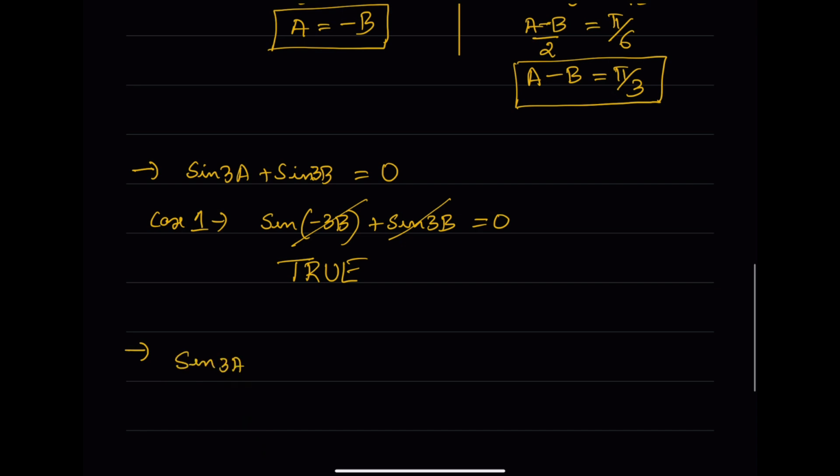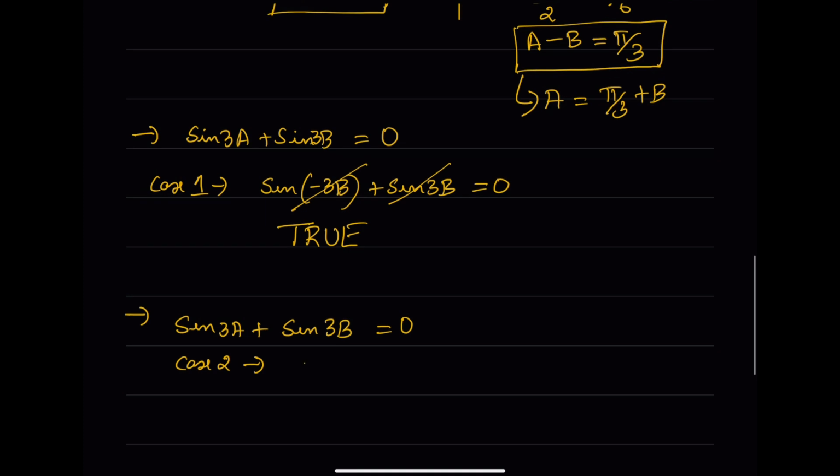So we have sin 3A plus sin 3B is equal to 0. What is case number 2? We have to apply A is equal to pi by 3 plus B. So I'm just changing this equation. A is equal to pi by 3 plus B. So how can we change this? This is sin of 3 times pi by 3 plus B, plus sin 3B.